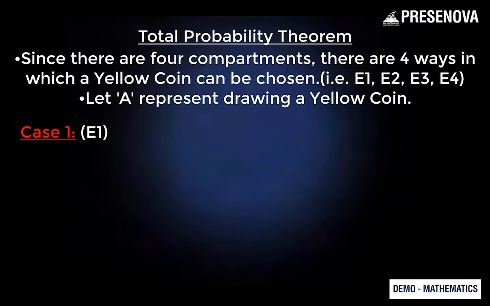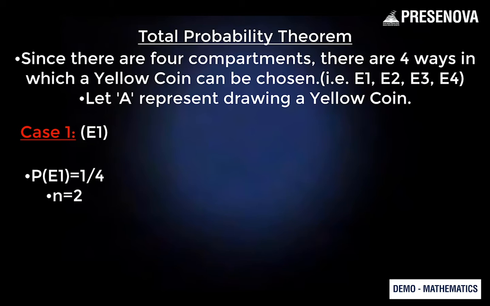Let E1 represent selecting compartment 1 and let A represent choosing a yellow coin. The probability of choosing compartment 1 out of the 4 compartments, that is, P of E1 is equal to 1 by 4. We know that compartment 1 has 1 yellow and 1 green coin. That is a total of 2 coins.